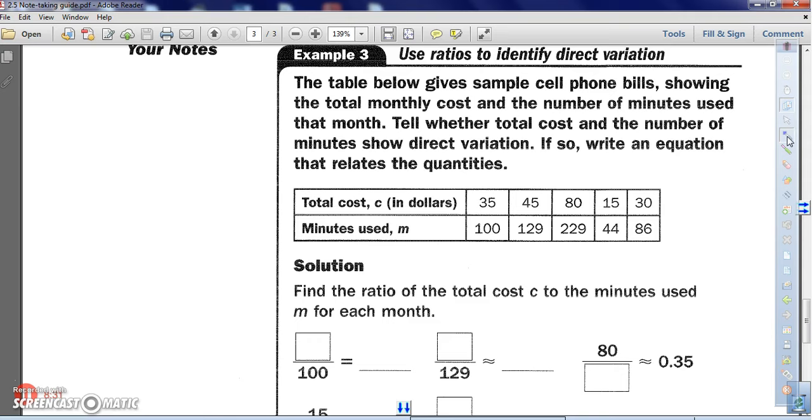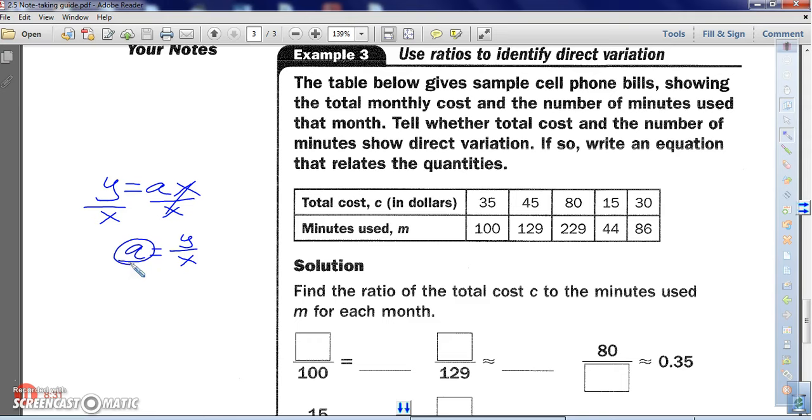And so in this problem, it says the table below gives sample cell phone bills showing the total monthly cost and the number of minutes used that month. Tell whether the total cost and the number of minutes show direct variation. If so, write an equation that relates the quantities. Now we know with direct variation that y equals a times x. Now, if I solve this thing for a, if I divide both sides by x, a is equal to y divided by x. But what is a? Remember, a is a constant.